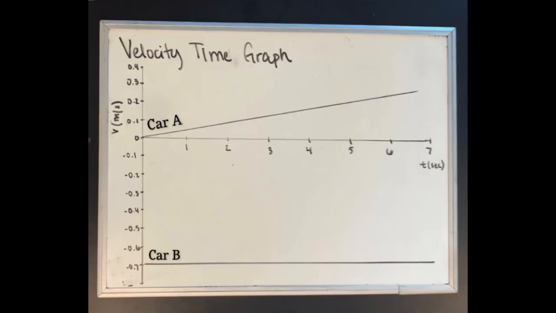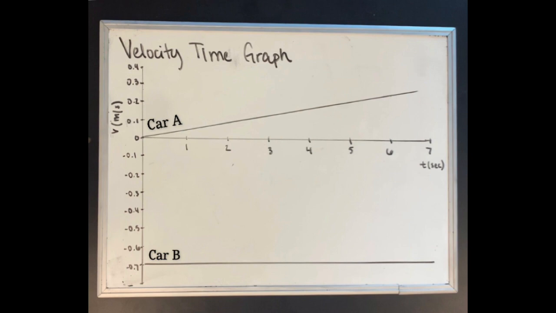Car A traveled 2 meters in 7 seconds, and using kinematics, we found that its acceleration was 0.048 meters per second squared. Car B traveled 2 meters in 4 seconds. Using kinematics again, we found that its velocity was negative 0.7 meters per second, with an acceleration of 0. Its velocity is negative because in our experiment, we set it such that car B is traveling in the negative direction.